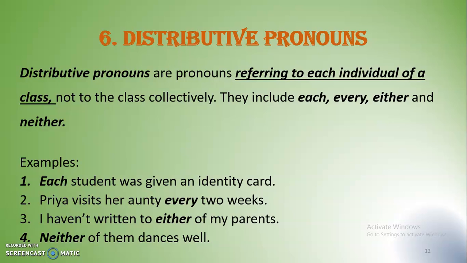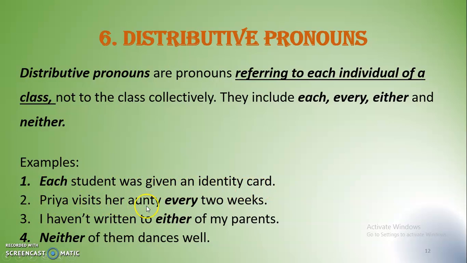Distributive pronouns. Distributive pronouns are pronouns referring to each individual of a class, not the class collectively. They include each, every, either, and neither. So it distributes. Each student was given an identity card. So there are some 40 students. So each student, it distributes to every student, right? So each student was given an identity card.